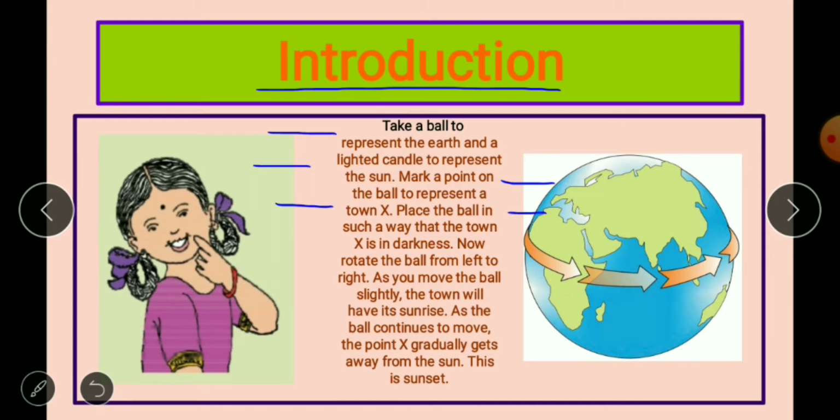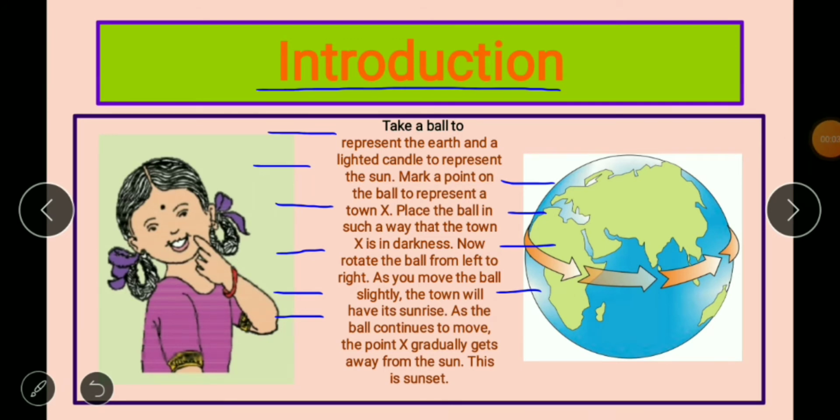Place the ball in such a way that the town X is in darkness. Now rotate the ball from left to right. As you move the ball slightly, the town X will have its sunrise. That means there will be light.